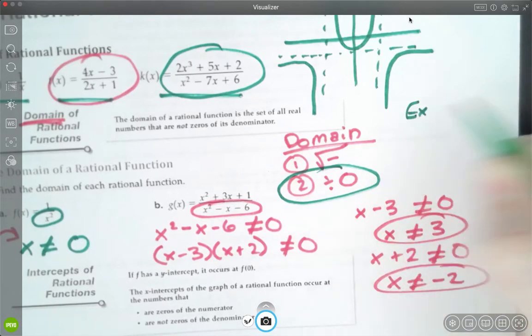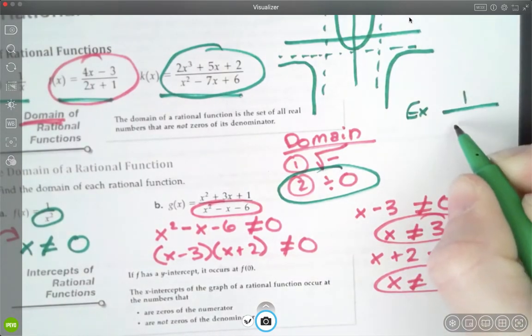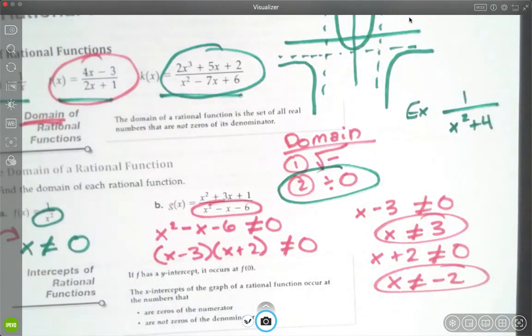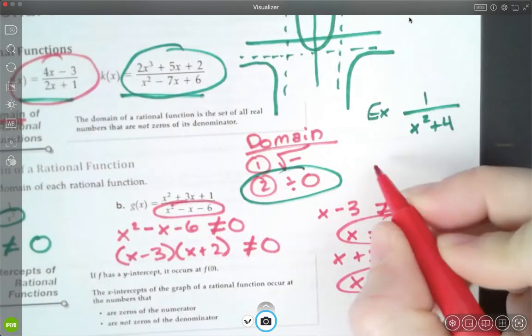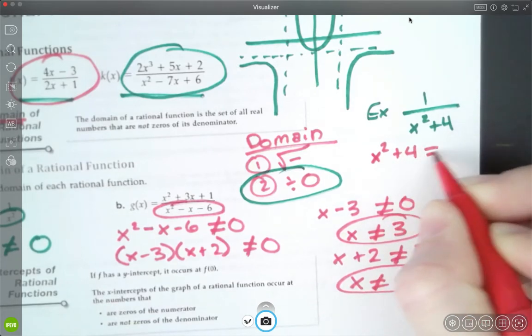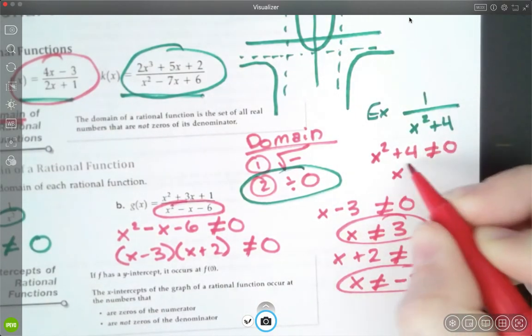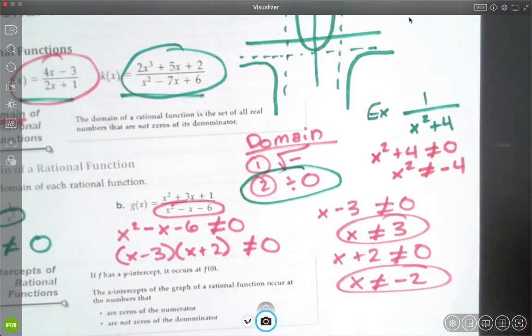Let's say I have 1 over x squared plus 4. Let's say I have that going on. What can x be and what can x not be? If I do that. Okay, so if you can't figure it out, x squared plus 4 cannot be equal to 0, right? So that means x squared cannot be equal to negative 4, right? And I could take the square root, but when does x squared give you negative 4? Never.